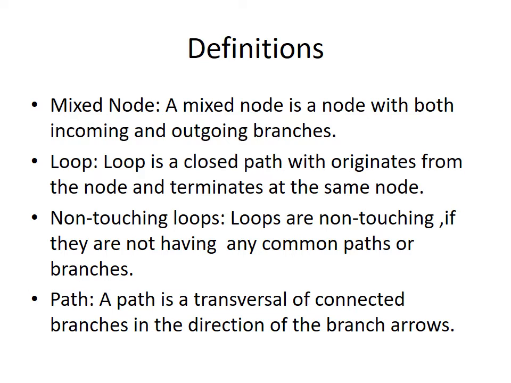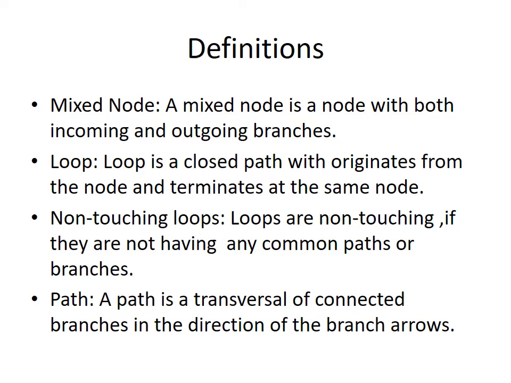And the next notation is loop. A loop is a closed path which originates from one node and terminates at the same node. That is, the starting and ending of the loop is at the same node. That is called a loop. And another term is called non-touching loops. It means the two loops are not touching, that is, they should not have any common node. The definition is: loops are non-touching if they do not have any common path or branch.